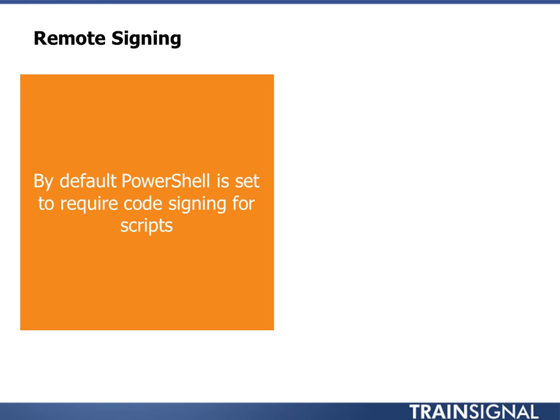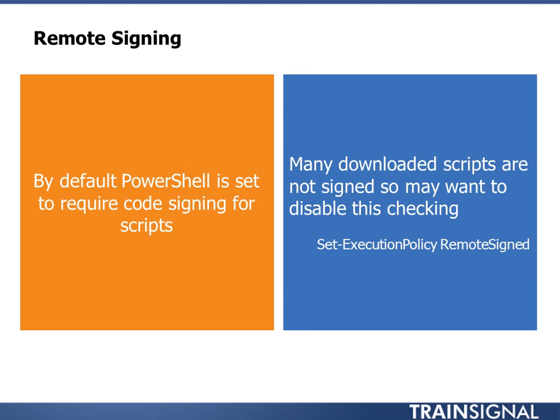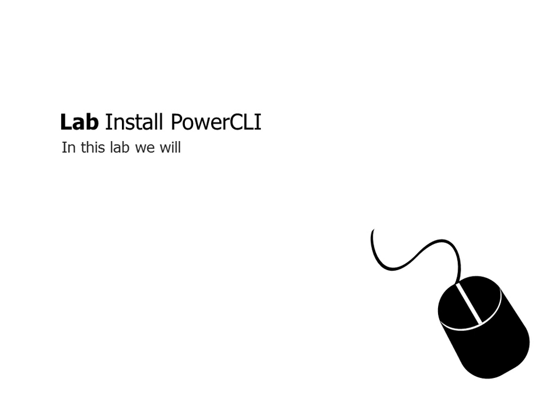So remote signing. By default, PowerShell is set to require code signing for scripts, and this is a problem, as many downloaded scripts are not signed for security, so you want to disable that. You'll get a warning message when it pops up, and we have to do a Set-ExecutionPolicy. That'll probably be the first command that you run in PowerCLI, and I'll show you that here in a second.